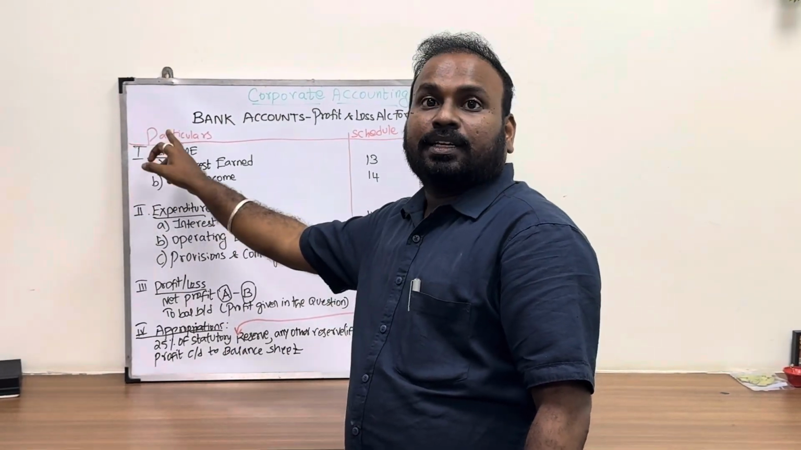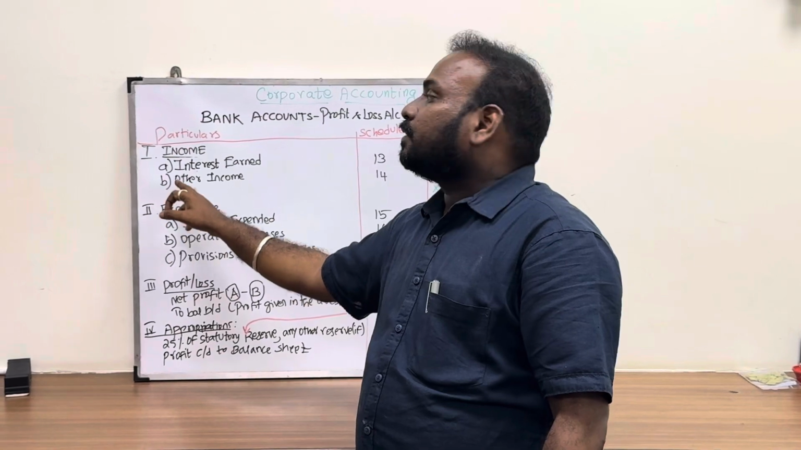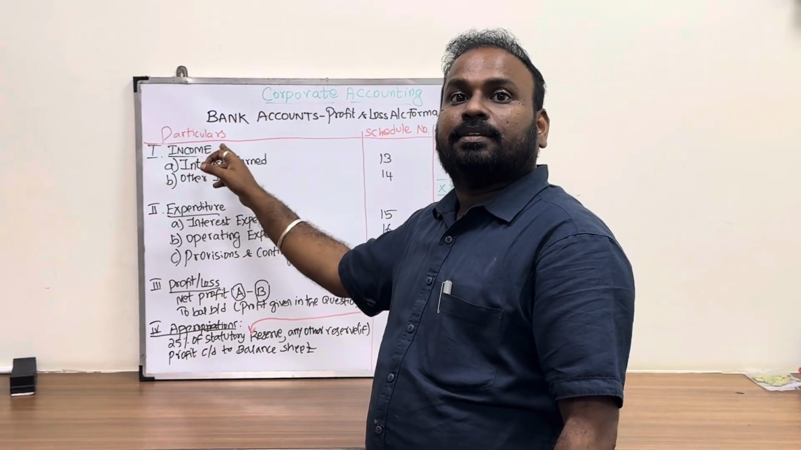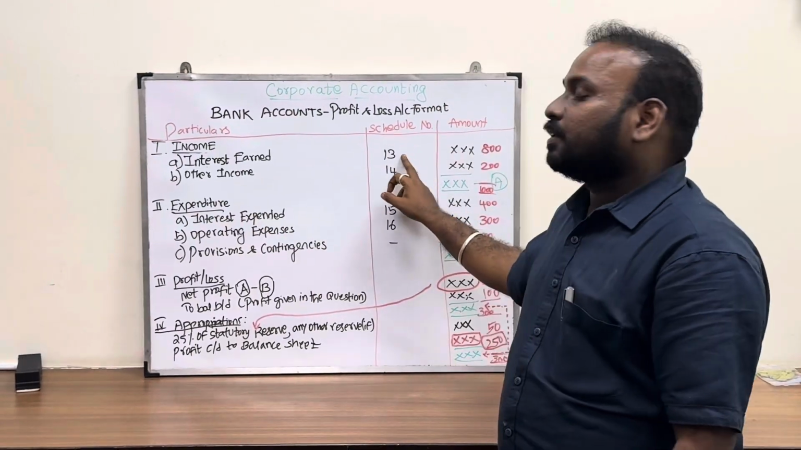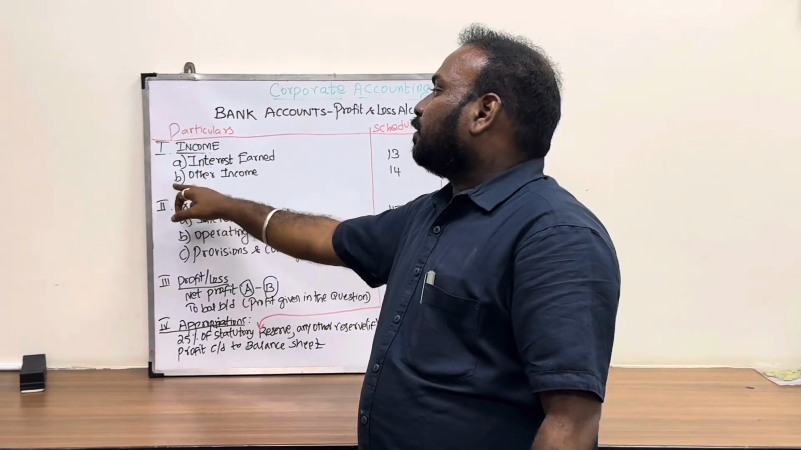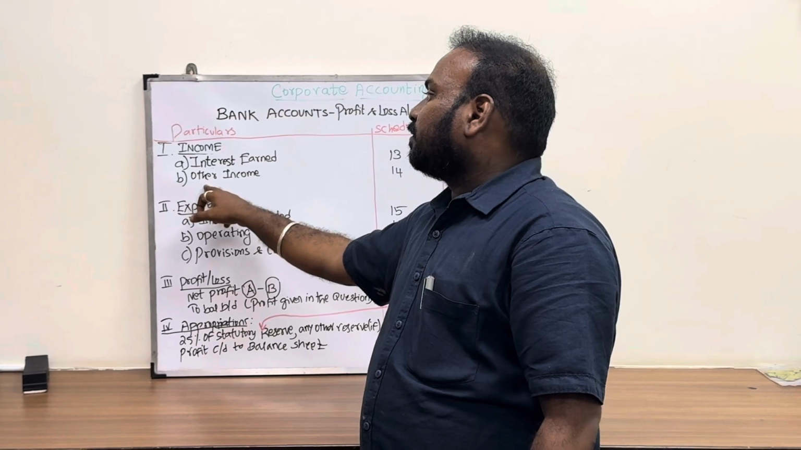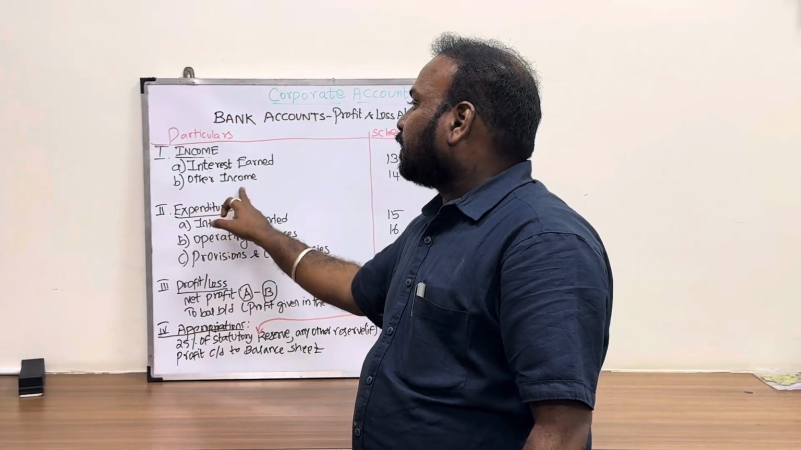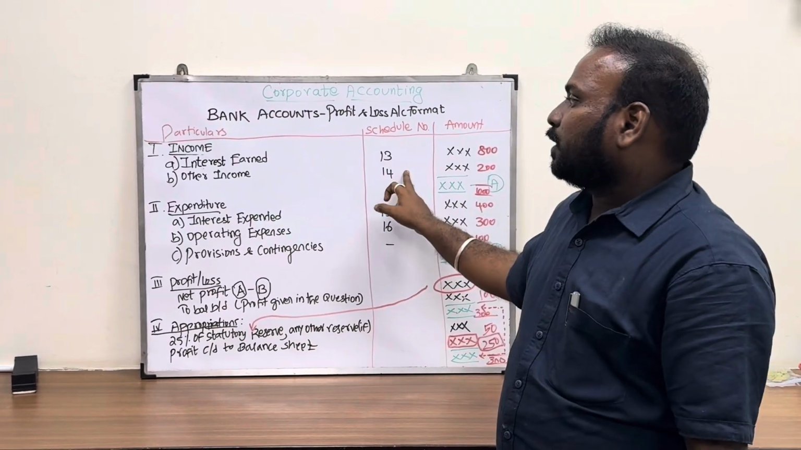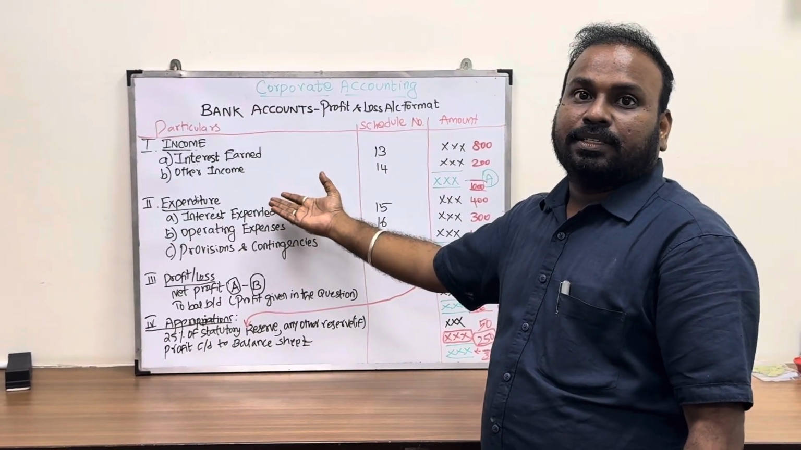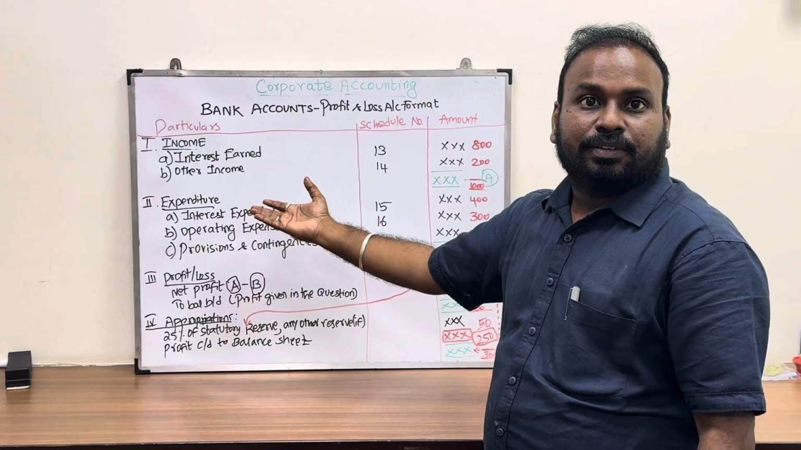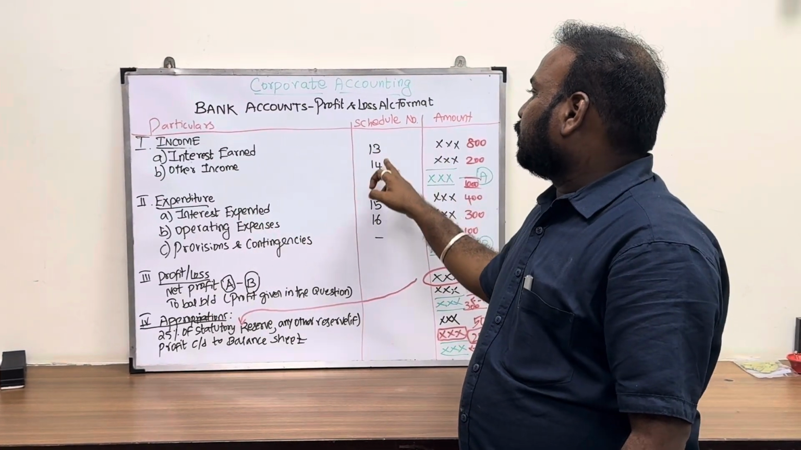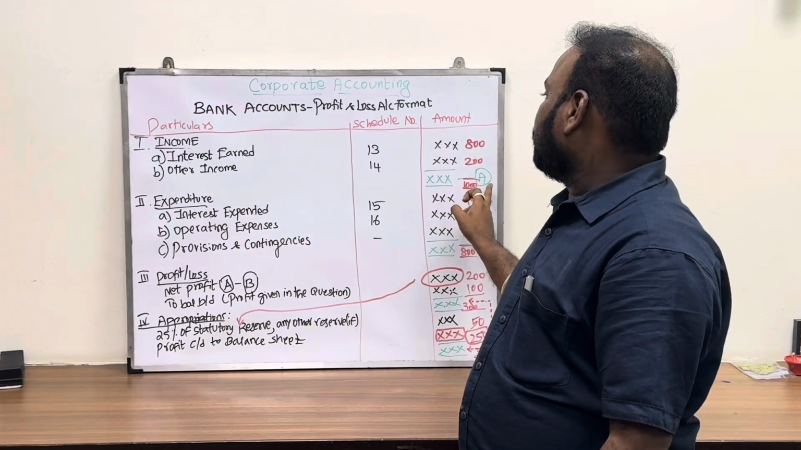Roman numeral 1 is income. It has two subheadings. The first subheading is interest earned. Interest earned is nothing but interest received. That is scheduled as number 13. Then B, the second subheading, is other income. Income other than interest comes under this category, other income. That is 14, like exchange, brokerage, commission, profit on sale of asset and all come under this category. So the total of 13 and 14 will be named as A.